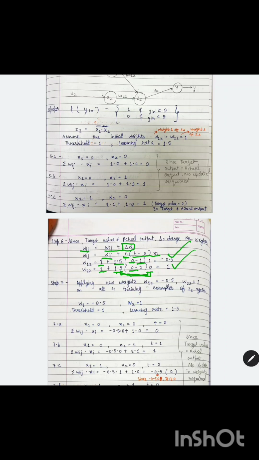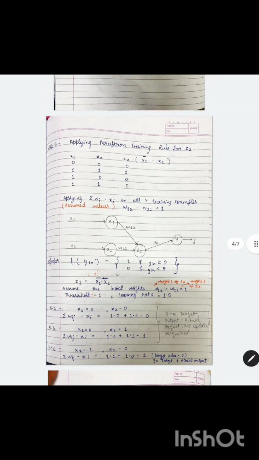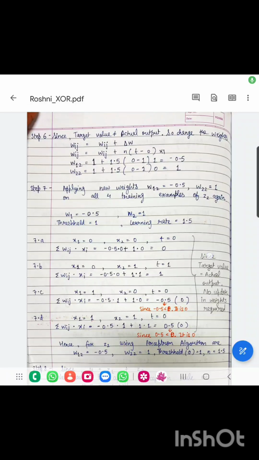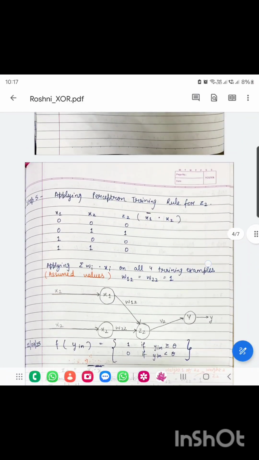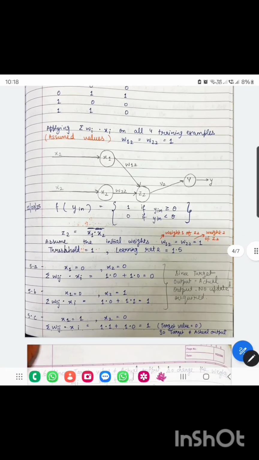So now we apply these weights, W12 as minus 0.5 and W22 as 1, for all the training samples. What are the training samples? These are the training samples again. We have to apply the new weight values on all the 4 training samples. This is the first training sample with x1, x2 equal to 0, 0. Then second training sample, x1, x2 as 0, 1. Third training sample, x1 as 1 and x2 as 0. And the fourth training sample, x1 as 1 and x2 as 1. So we will apply the new weights on these training samples. It is shown here.